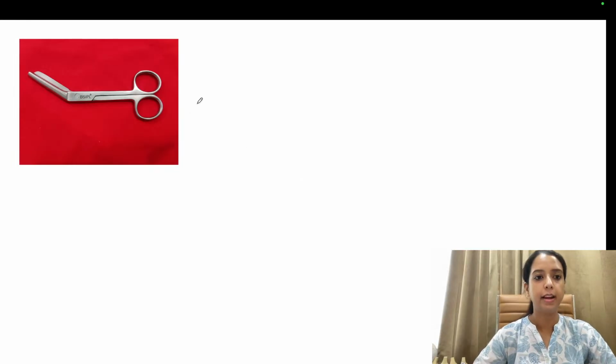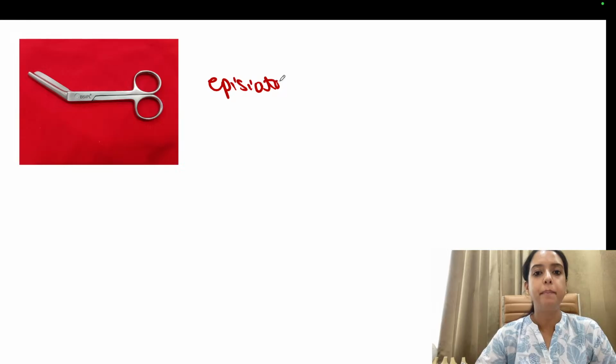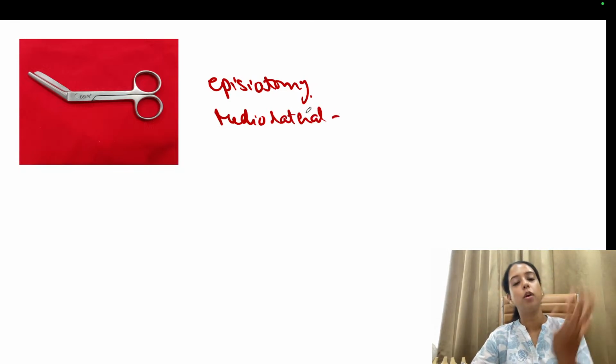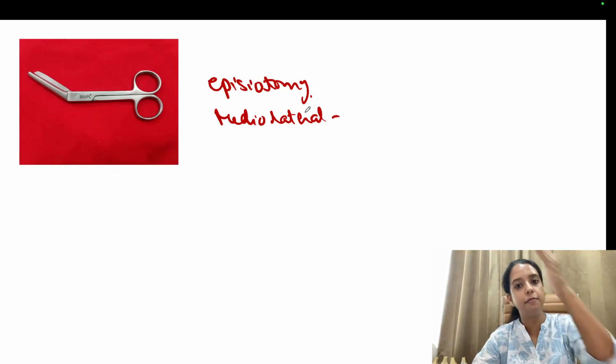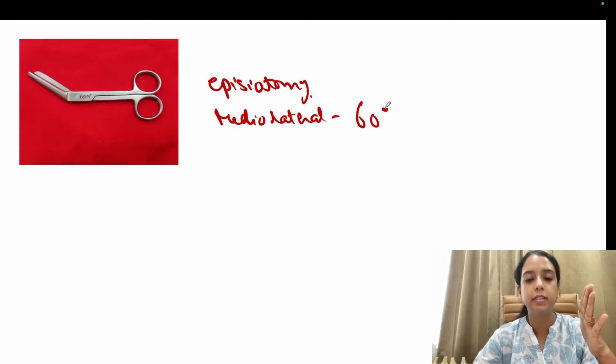What is this scissor? I know all of you know this. This curved scissor is the episiotomy scissor. Why is it curved? So that I can give a mediolateral episiotomy. I don't want to give it medially. If I give it medially and it extends, it will rupture the anal sphincter. So I give mediolateral at an angle of 60 degrees.